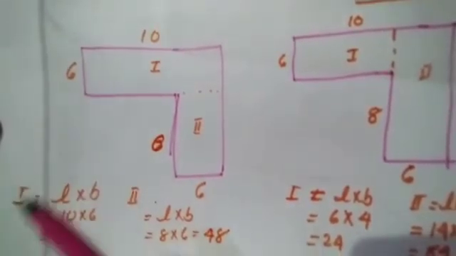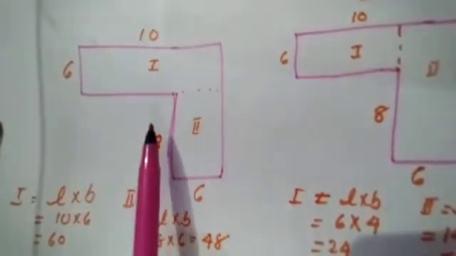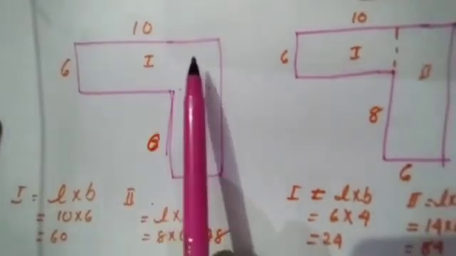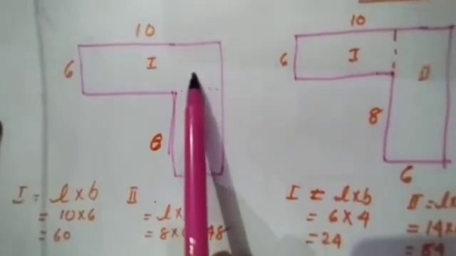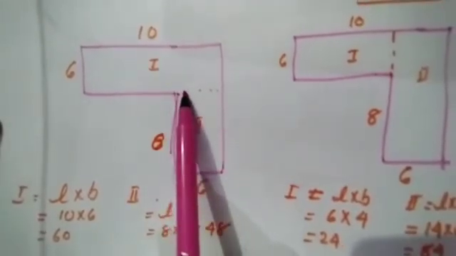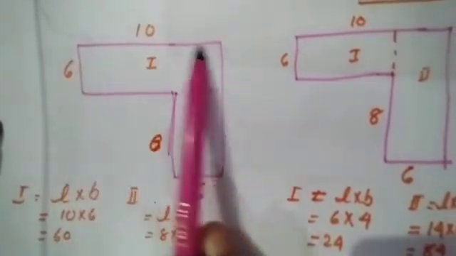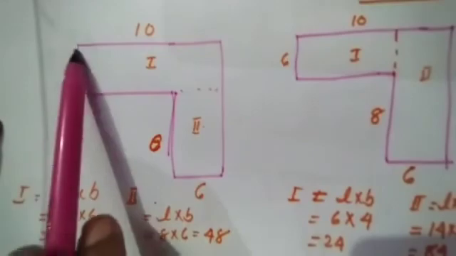Area of an irregular figure, a composite figure. This figure has no rectangle and no square, but all its angles are 90 degrees. So we divide it into two parts. Then we draw a dotted line here. Then this one is a rectangle, and this one is another rectangle.